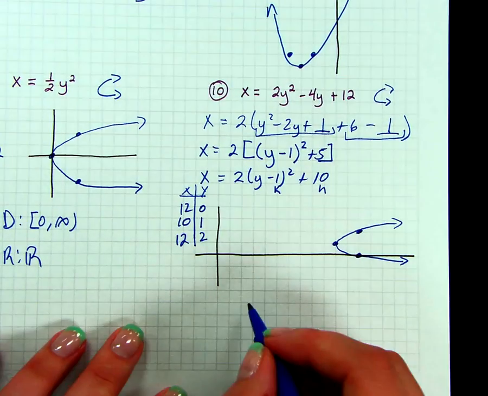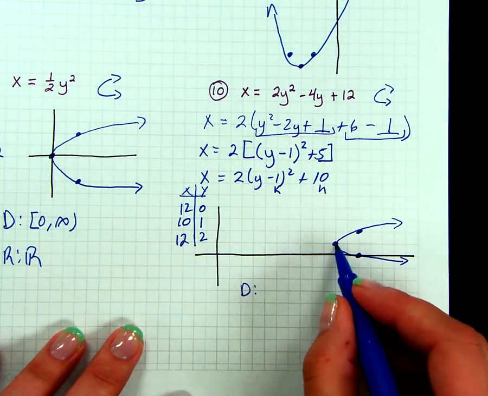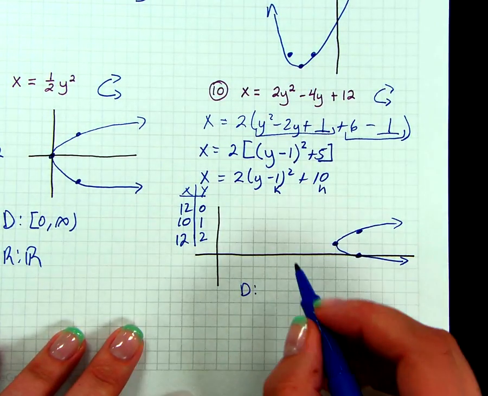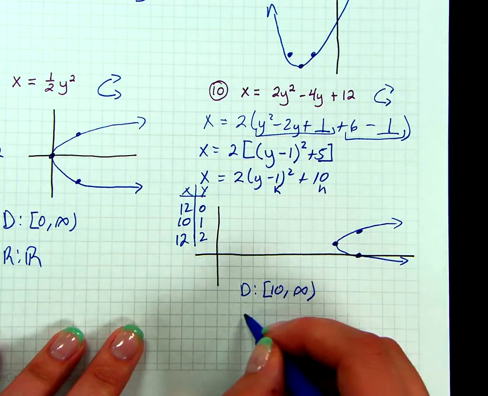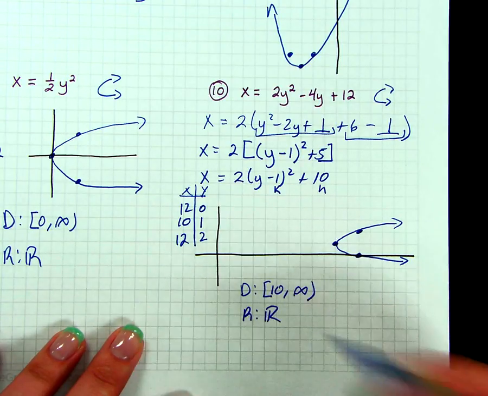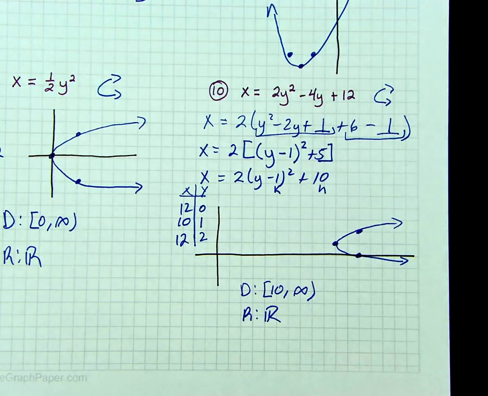So again, our domain, because it's opening to the right, is going to go from the x value of our vertex, so 10, to positive infinity, and then our range is going to be all real numbers. And that's going to conclude section 2.